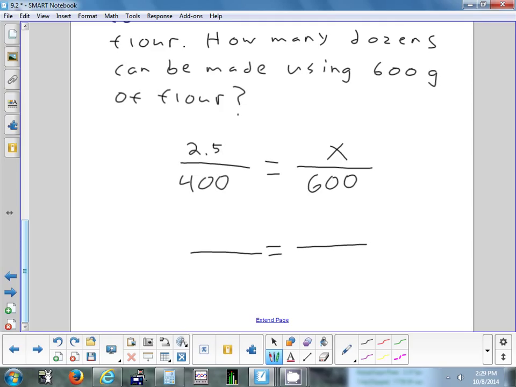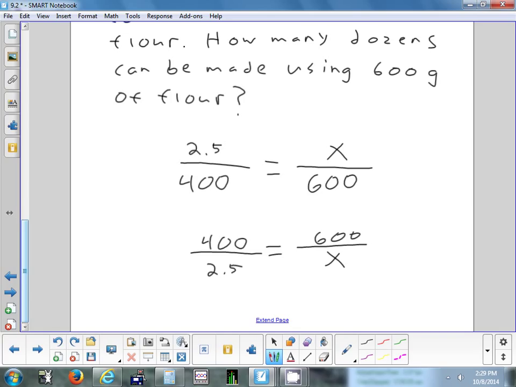Sure. X over 600. 400 on top and 2.5. Okay, so go ahead, tell me what you're going to say. 2.5 over 2.5 equals what? 400 equals 600 over X. So this time he put grams over dozens equals grams over dozens. That's going to work perfect.